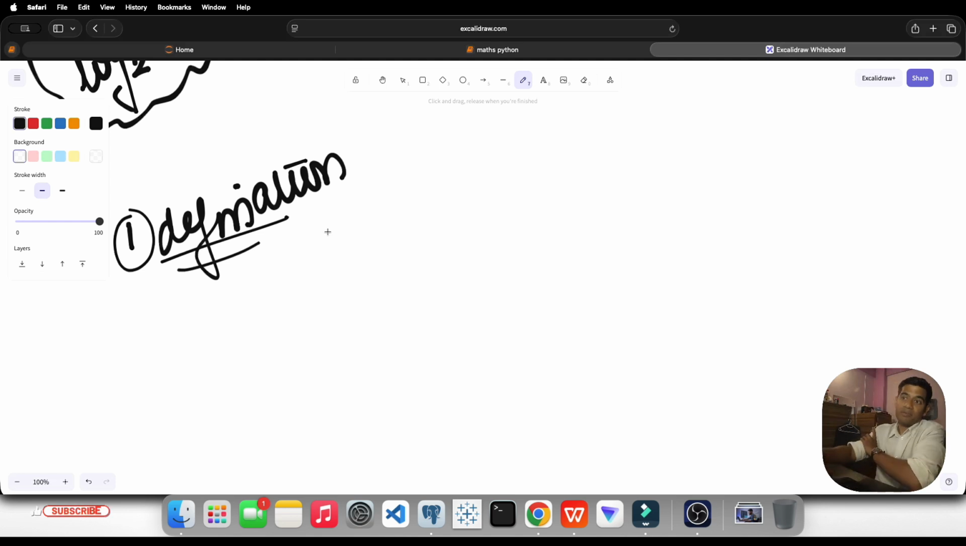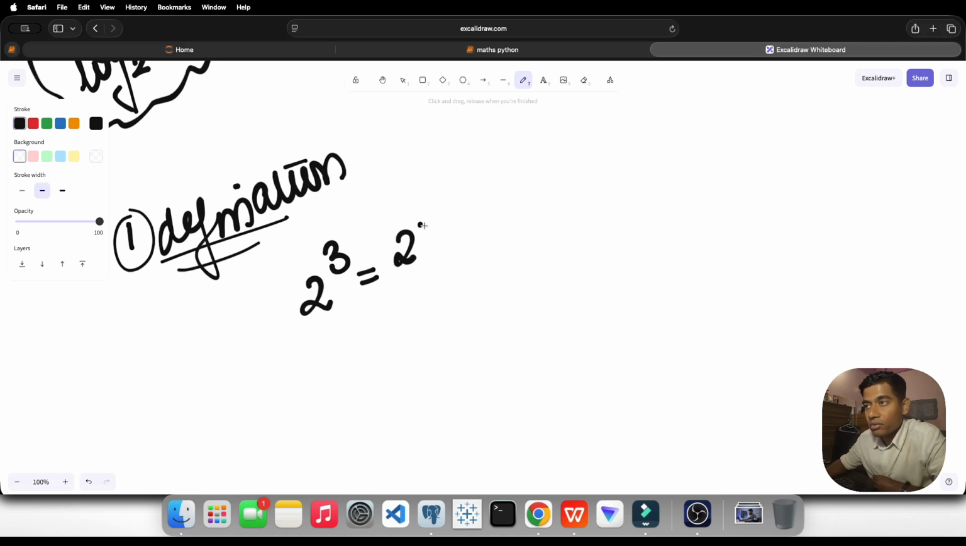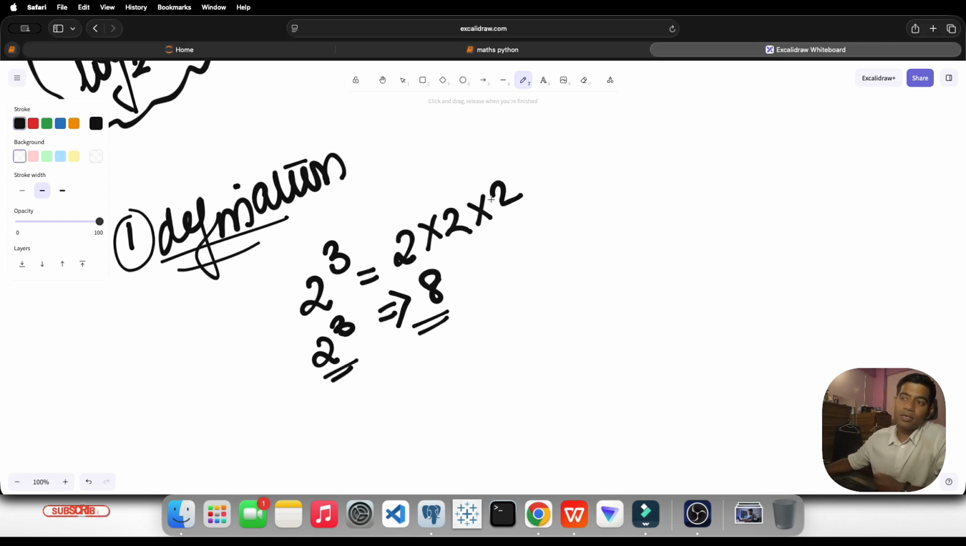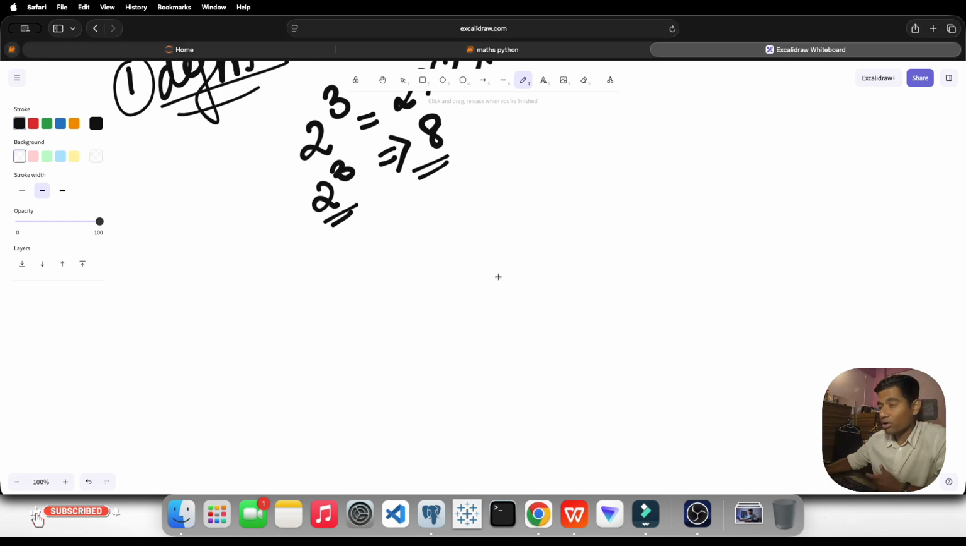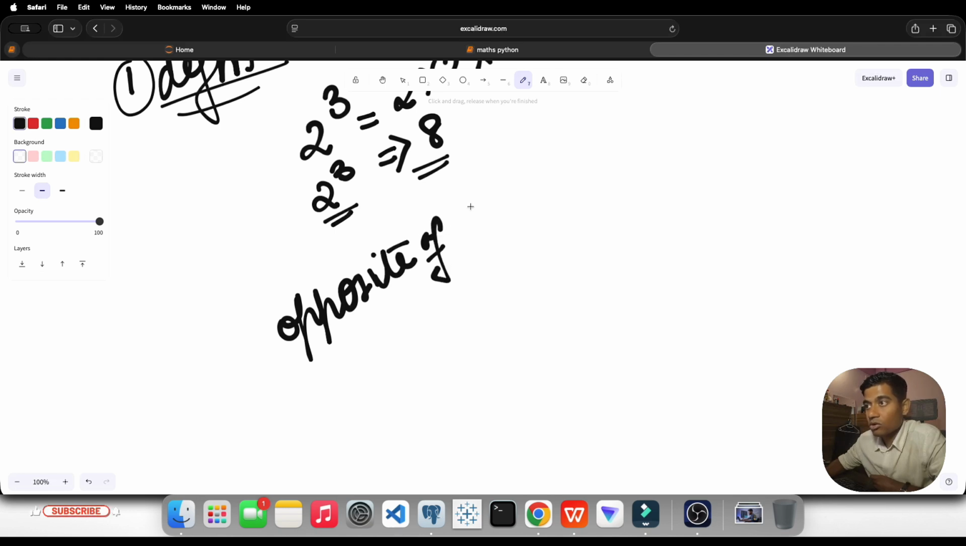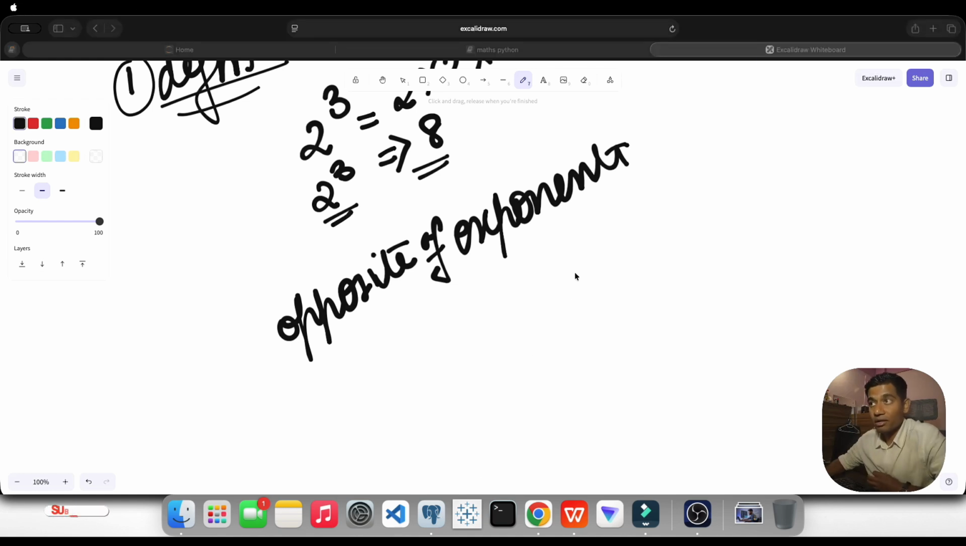In the earlier video related to exponents and power, what we have seen is 2 to the power 3 equals 2 into 2 into 2, which is equal to 8. So 2 to the power 3 is equal to 8, simple as it is. Now what is log? Log is just the opposite of exponents, that's what log is all about.